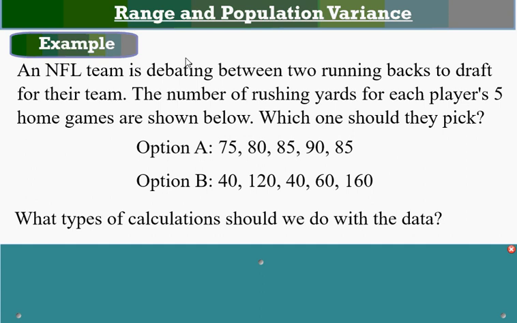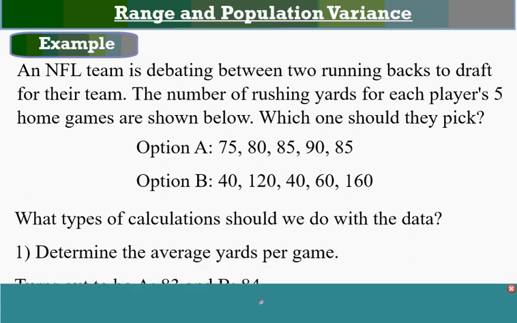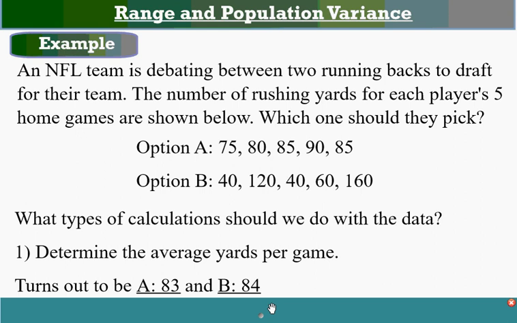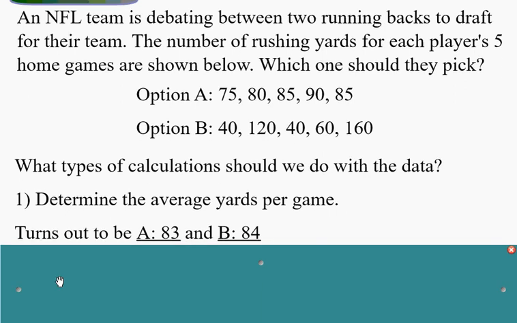Well, they would probably calculate the average to start off. And when they calculate the average, they find that A has an average of 83 and B has an average of 84, so nearly identical. But you'll see that the way they got to their average is drastically different. A has numbers that are more closely grouped together, whereas B has some high and some low numbers, but not a lot that are around their average value.